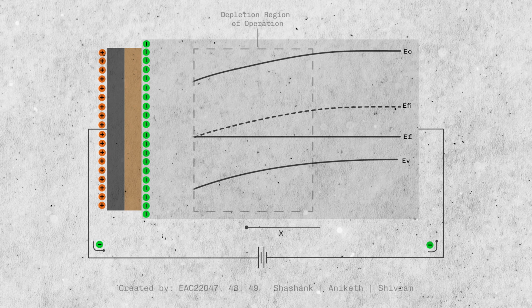Looking at the band diagram, as we go nearer to the oxide semiconductor interface, the substrate becomes N-type, thus the Fermi level crosses the intrinsic Fermi level and goes nearer to the conduction band. This region of operation is called the inversion region of operation. This inversion region of operation is only available when the external bias is greater than the threshold voltage.